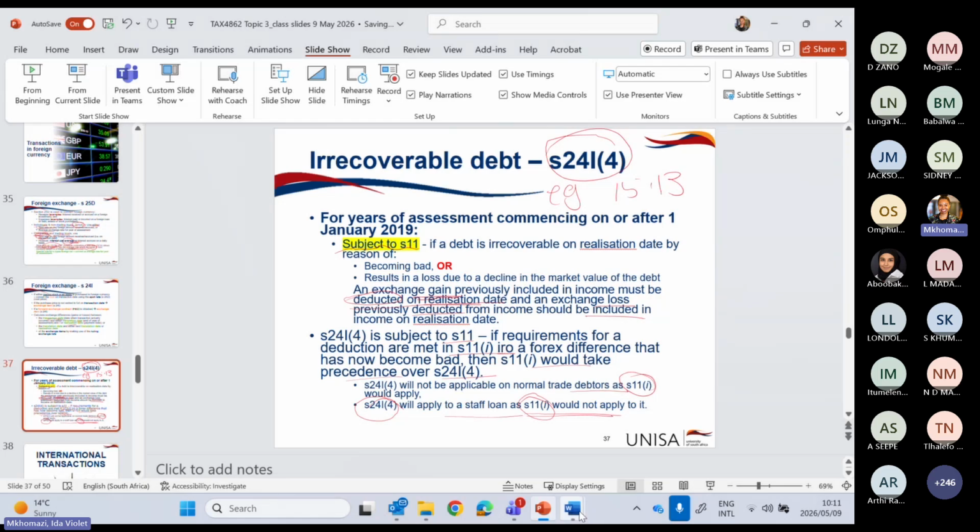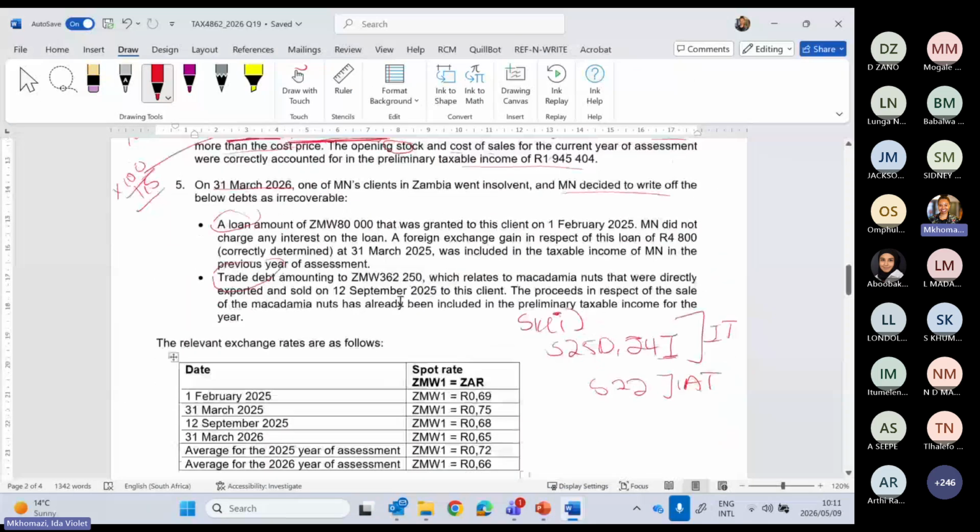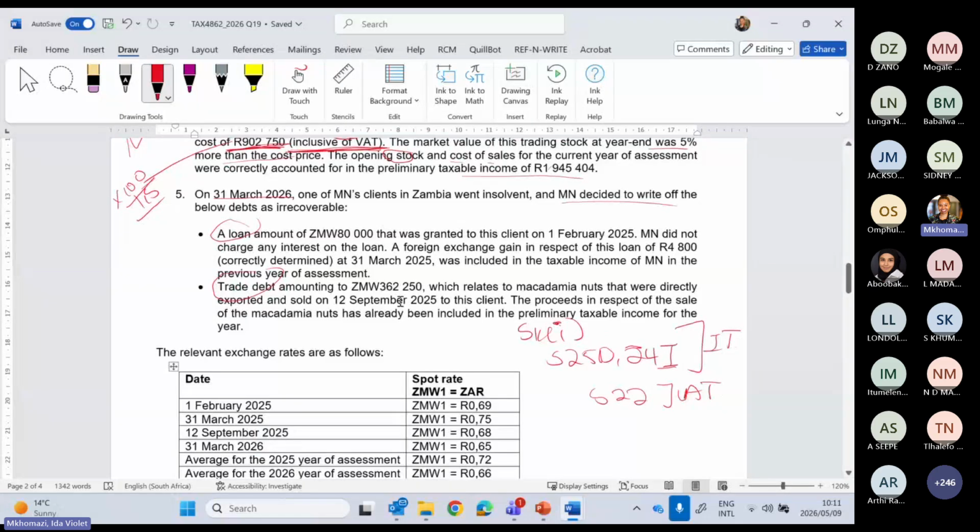But we'll quickly look at the application of that in the question. So in the question, remember the first part, we had the loan. We have a loan of 80,000 ZMW in Zambia. So it's the Zambian kwacha that was given to this client on the 1st of Feb 2025. No interest was charged on the loan, and they say that there was a forex gain of 4.8 that was recognized in the previous year.